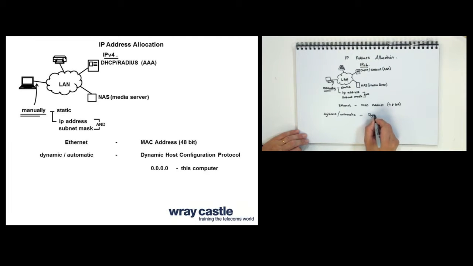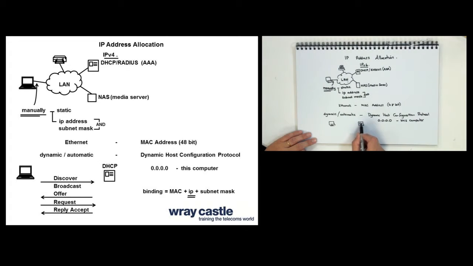DHCP is our dynamic host configuration protocol. And it does exactly what it says on the tin. It's the protocol which dynamically configures the hosts so that they can become a member of a given network. So they'll actually start off with an IP address which will be all zeros. So that is this computer as a definition. In other words, I haven't got an IP address, please give me an IP address. So that will trigger off something dynamic between your local devices and that DHCP server.